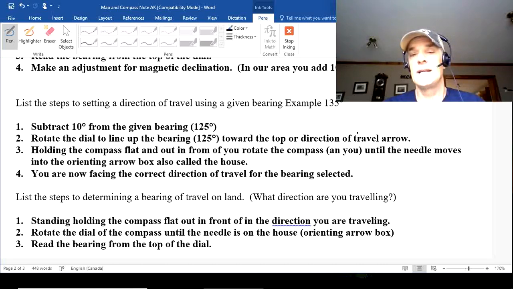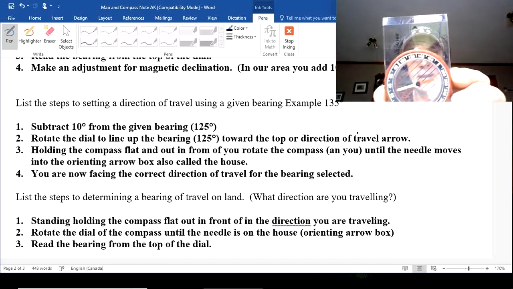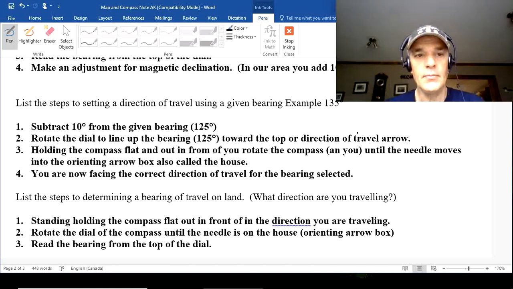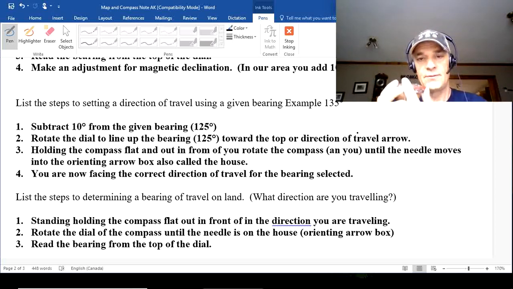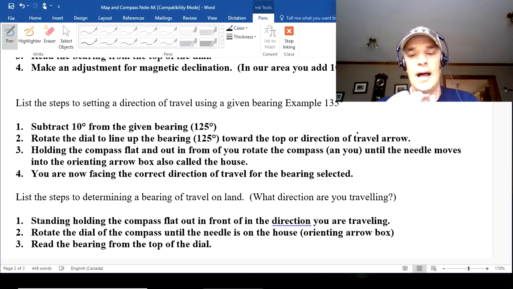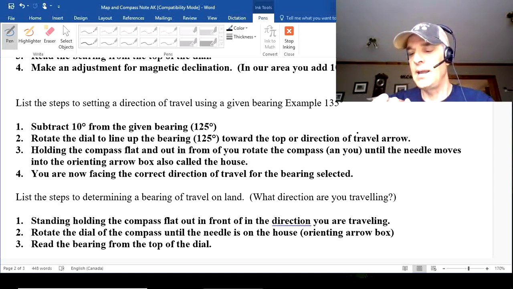125 is right at the top, and I'll point that right there. That's 125. And now I'm going to hold the compass flat, okay? So I'm holding the compass flat, and I'm going to walk around until I get my compass needle into the house.